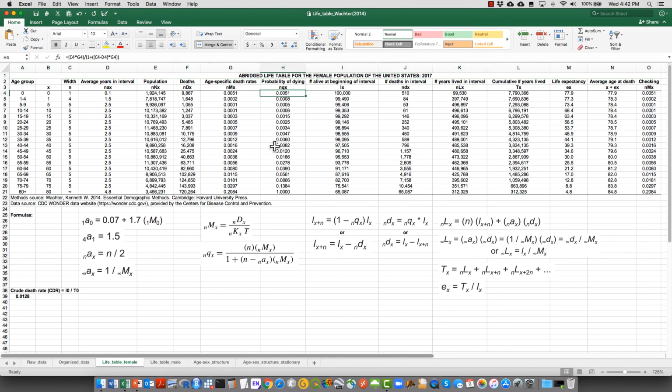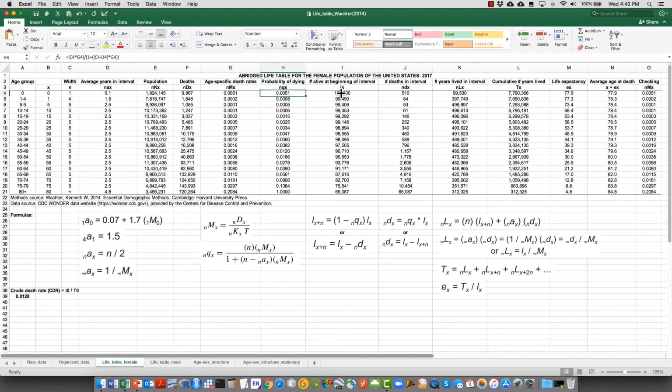So in order to reach this, we have to implement this formula. We are using mortality rates in order to estimate mortality probabilities, and we take into account the width of the interval and the average years that people live in the interval. So this formula here is the one that I write in this column.